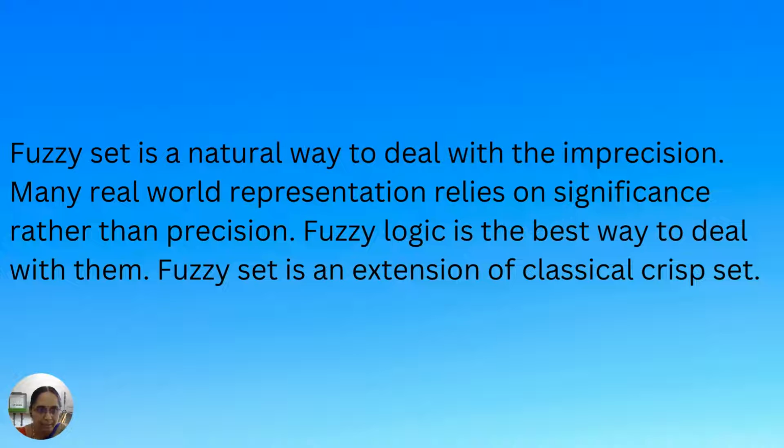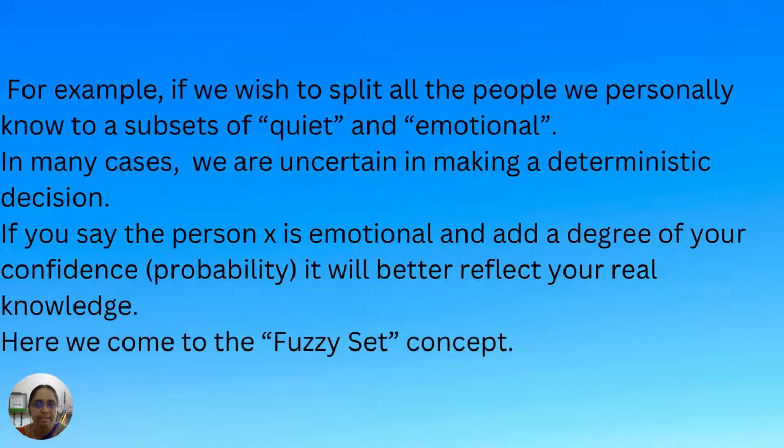Basically, fuzzy set theory is an extension of our classical crisp set. It is a natural way to deal with imprecision. Many real world situations rely on significance rather than precision. Fuzzy logic is the best way to deal with them. A fuzzy set is thus the extension of a classical crisp set.